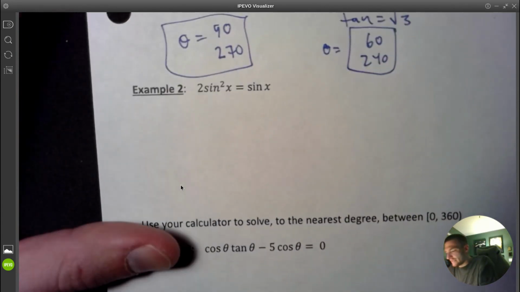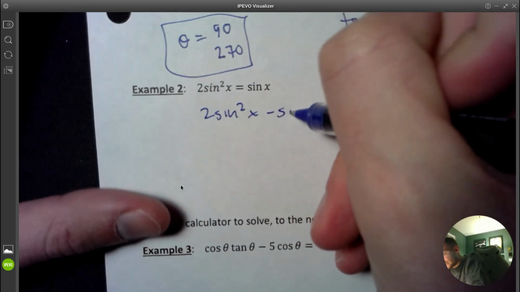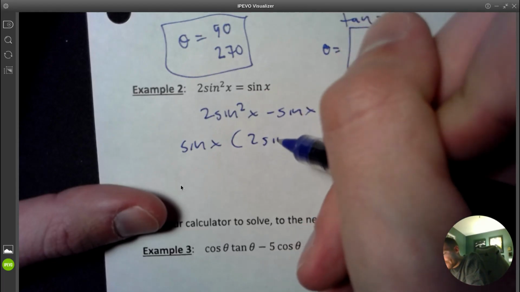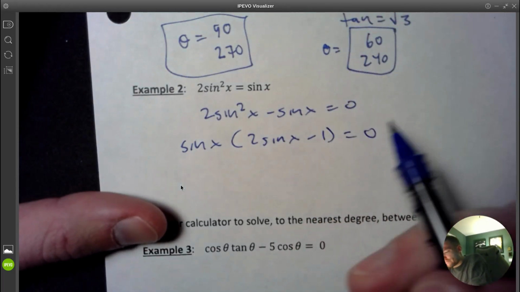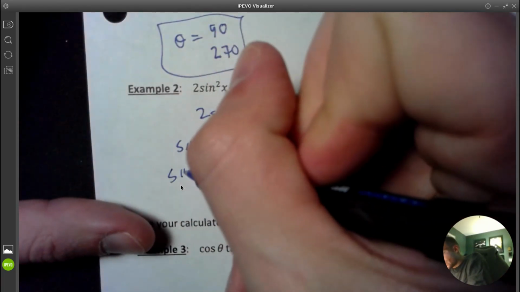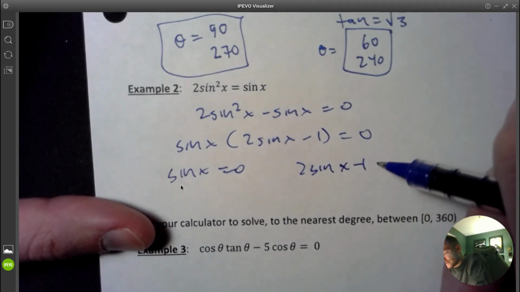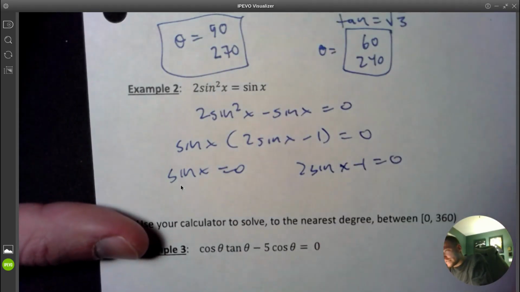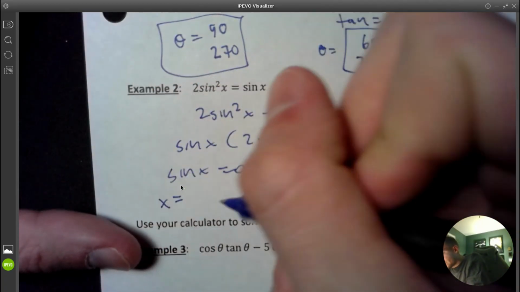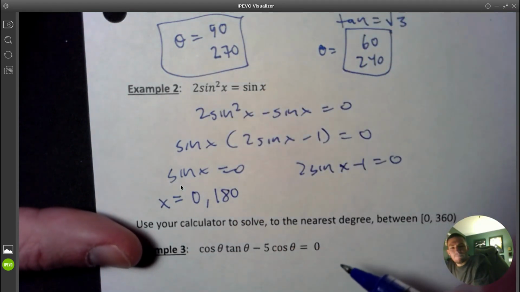Down here we have sine squared and another sine. I need everything on one side. GCF. Don't forget this minus 1, right? You're not a little baby freshman anymore. You got to get that every time. Sine x equals 0. 2 sine x minus 1 equals 0. Where is sine equal to 0? Maybe I think about my unit circle. Maybe I think about my graphs. That would be at 0, at 180, and at 360.